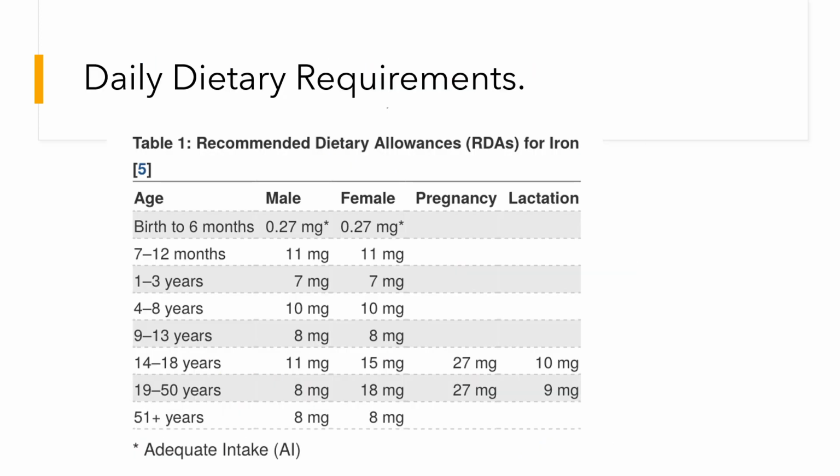What is the daily dietary requirement? That depends on the gender as well as the pregnancy status. For an elderly, postmenopausal lady, or men, it would be around 8 milligrams, and in a menstruating female patient about 18 milligrams per day. During pregnancy it goes up to 27 milligrams, and in lactation a little bit higher than a normal lady, that is 9 milligrams.